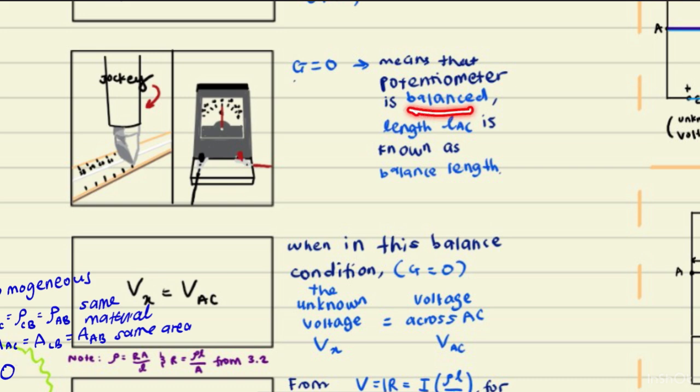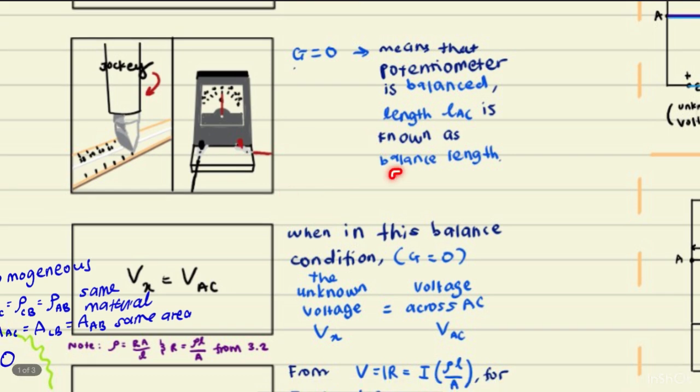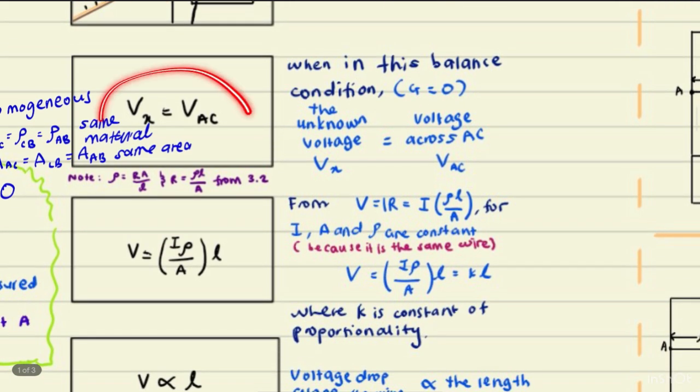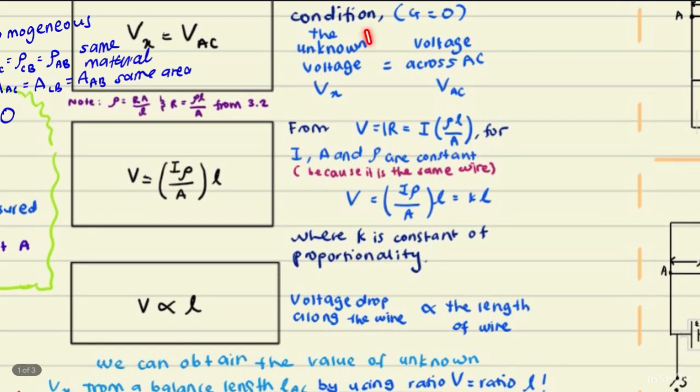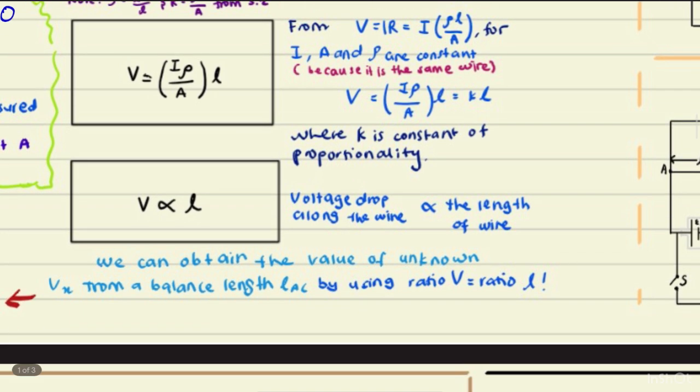So kita panggil ni balance ni as in the V dekat AC tu akan sama dengan EMF dekat X yang kita tetok tu. Okay, so yeah, it is also known as the balance length. So ini yang Miss cakap tadi. In this condition, the known voltage sama dengan voltage across AC. So from V equals to IR, I ni.